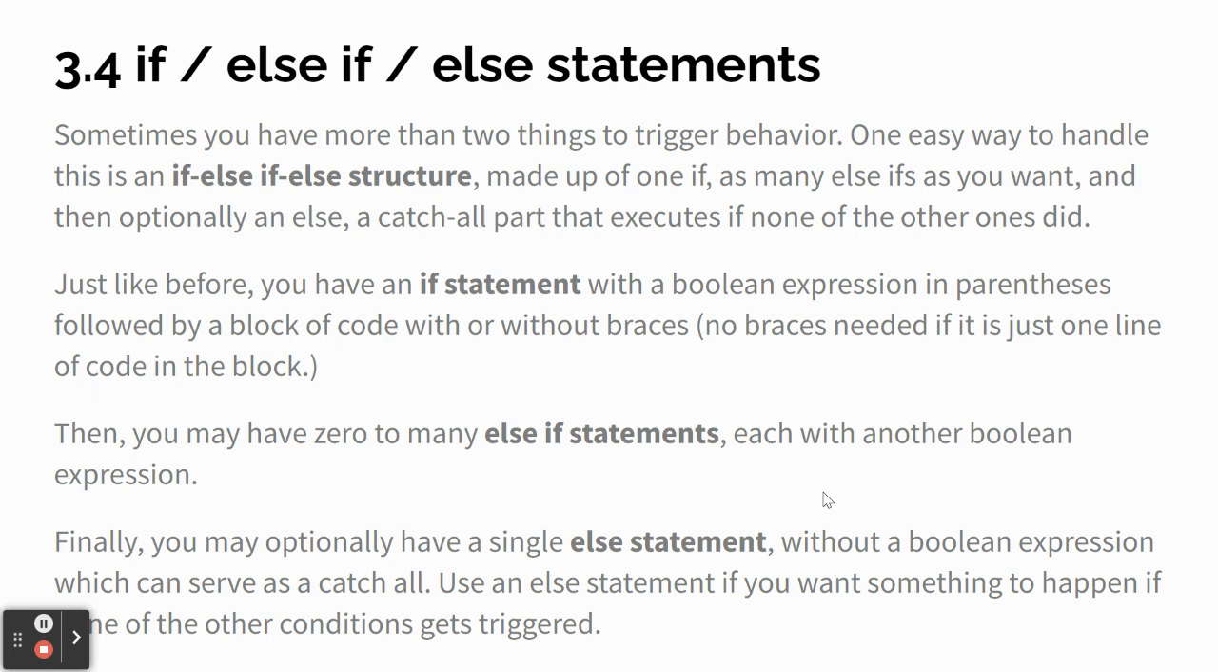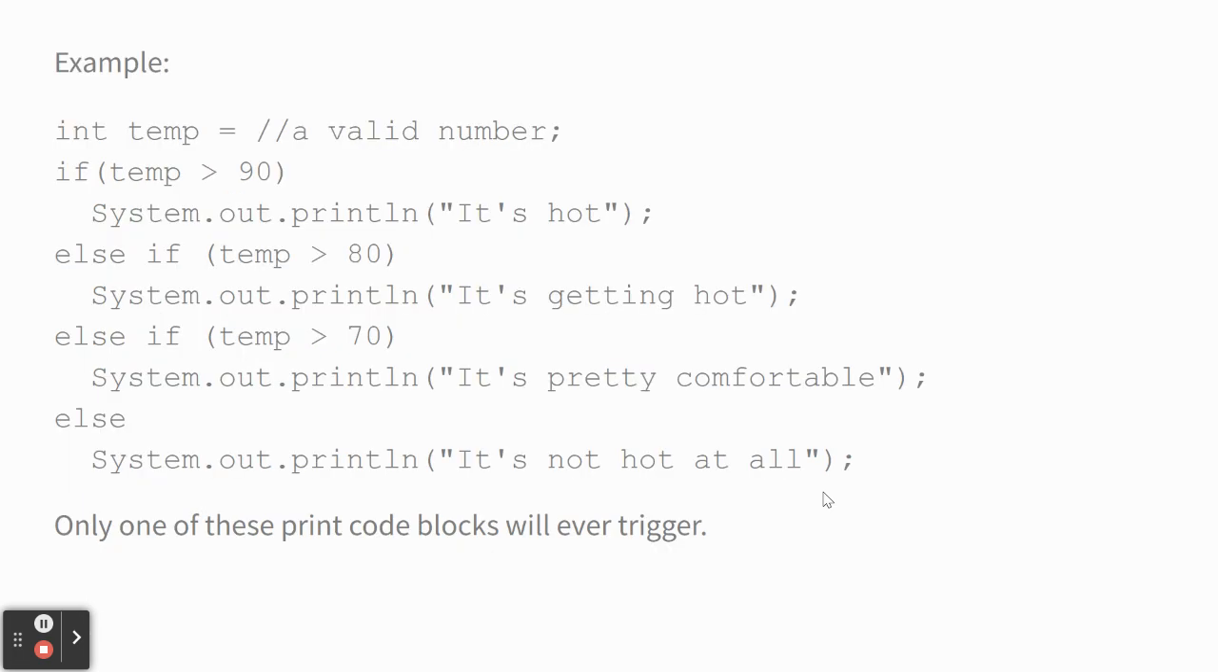The else statement does not have a condition. You don't say else x equals 7 or something. The else is the catch-all. It's like, hey, if nothing else worked, you can do this. And it's optional. So here's an example. I said int temperature, and then I said it's a valid number because I want us to not know what it is.